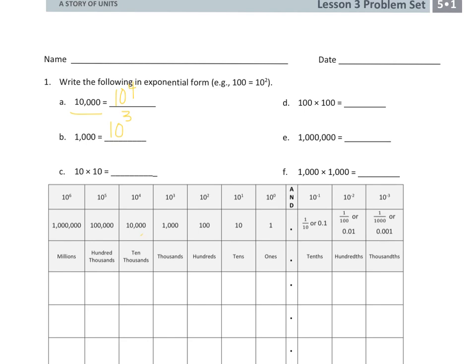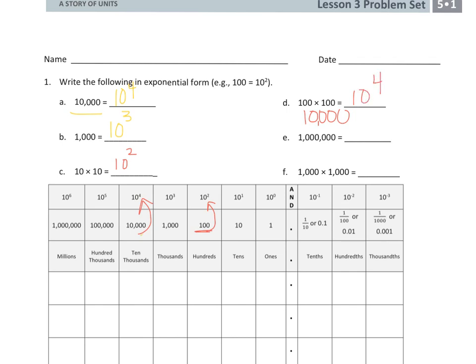All right, so C is 10 times 10. 10 times 10, well, it's not 20 because that'd be 10 plus 10. 10 times 10, hopefully you know, is going to be 100. And writing that as an exponent is 10 to the power of 2. There's 2 zeros in 100. Let's go to 1D. 100 times 100. So it looks like if I were to write the answer out, I would do 1 with 4 zeros because there's 2 zeros in 100 times another 2 zeros in 100. We've got 10,000. That would give us an exponent of 10 to the power of 4.